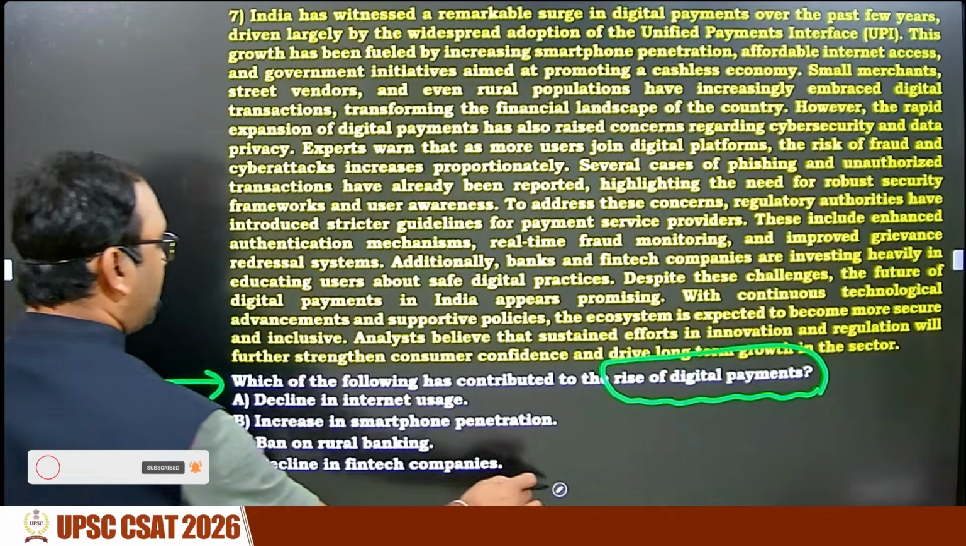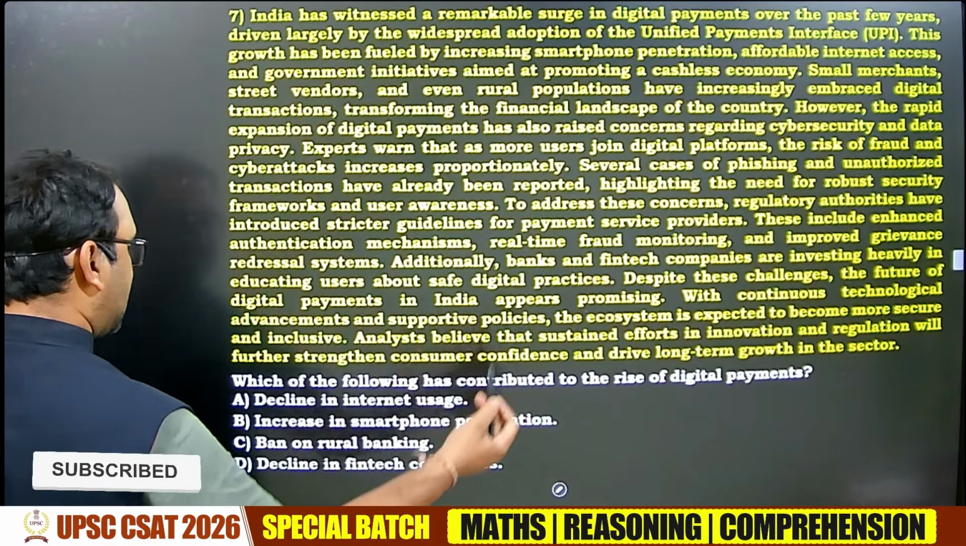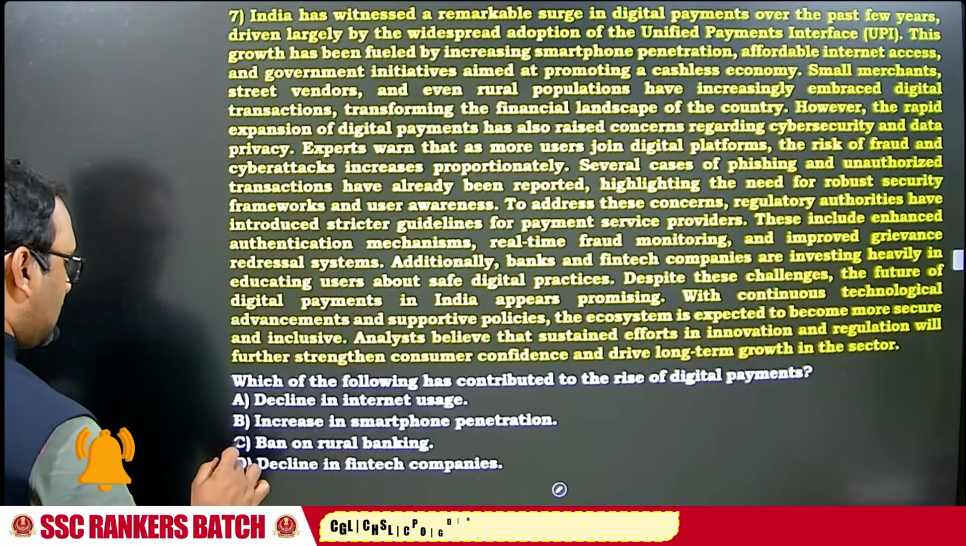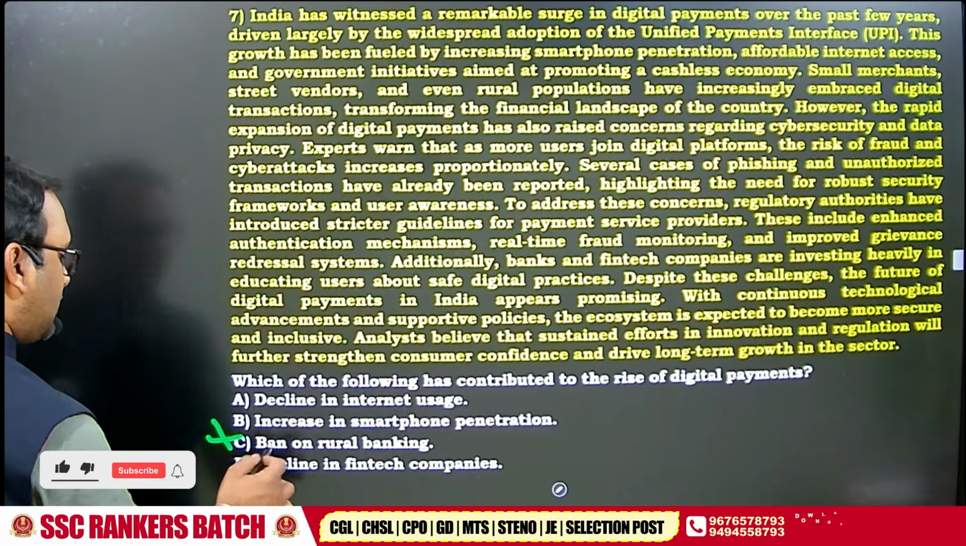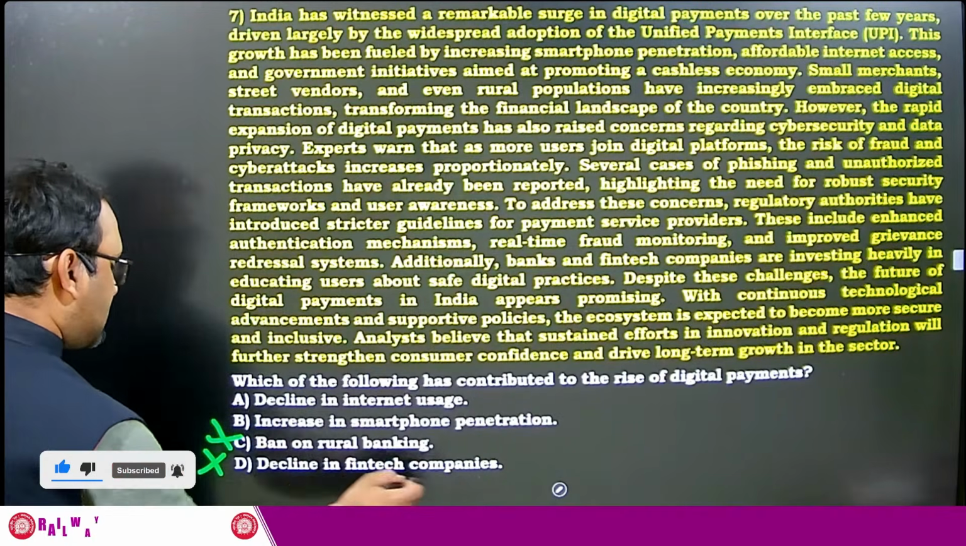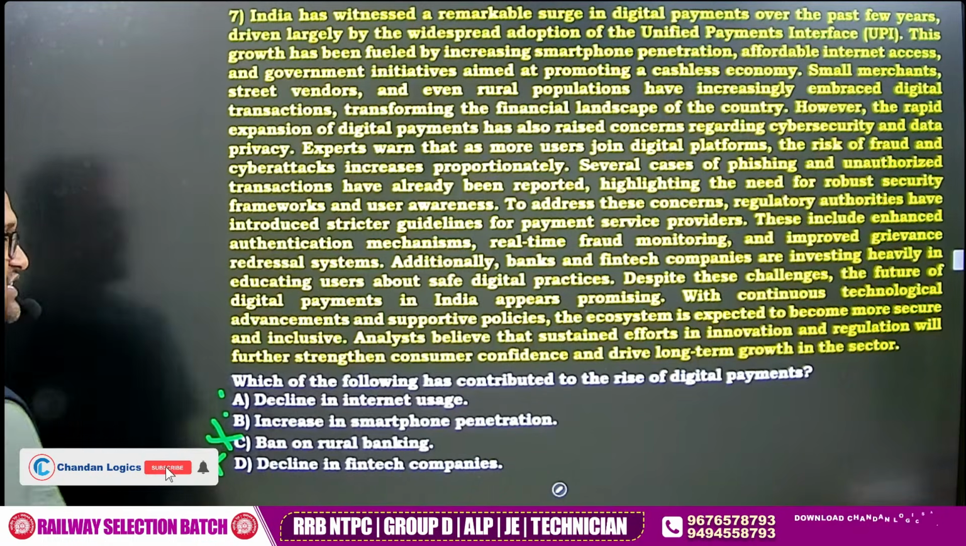Is it because of internet usage? Is it because of smartphones increase? Is it because of ban on rural banking? What is this? Do you think rural banks are banned? Nonsense option. Do you think fintech companies are declined? No, there are many fintech companies. Now there are 2 options left.